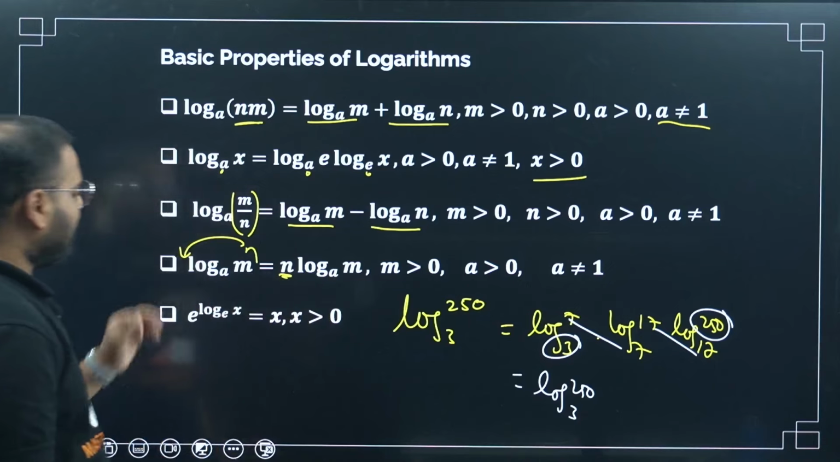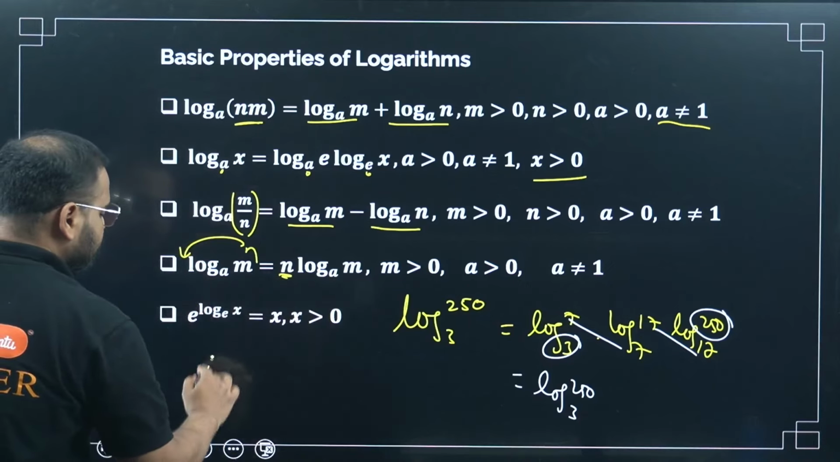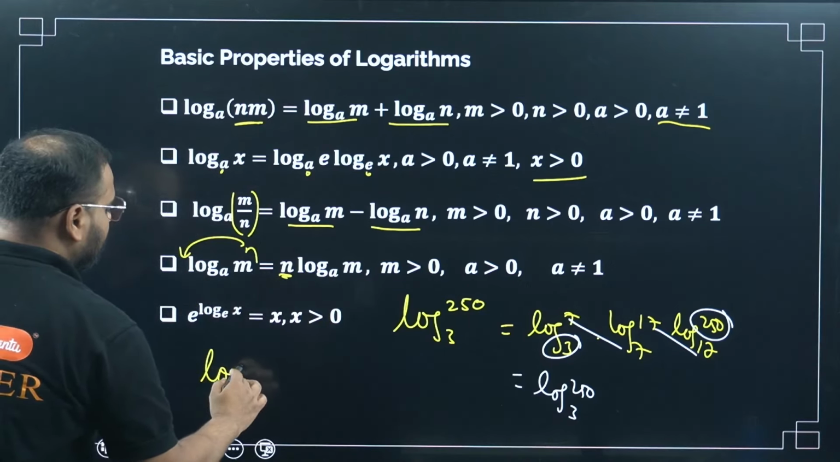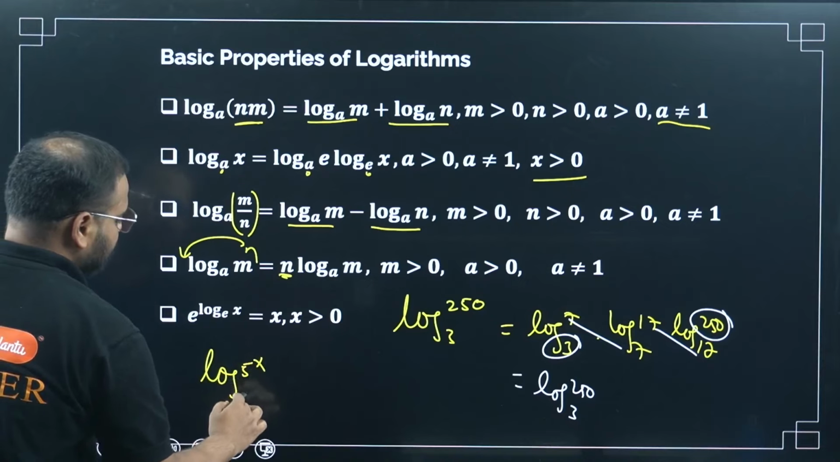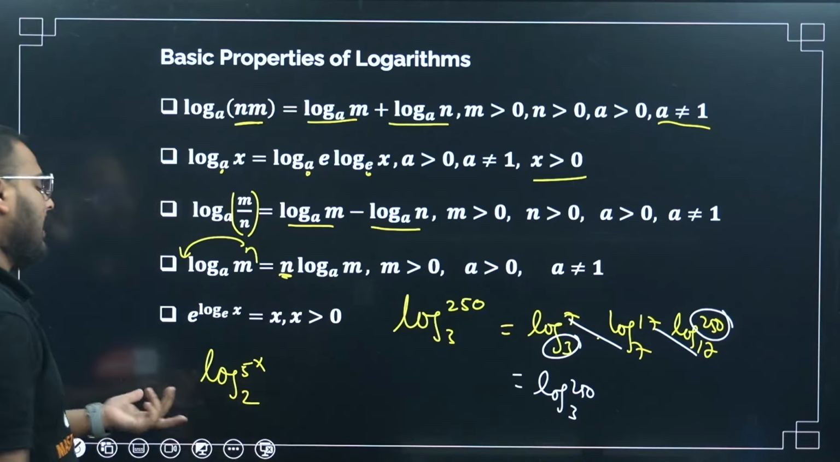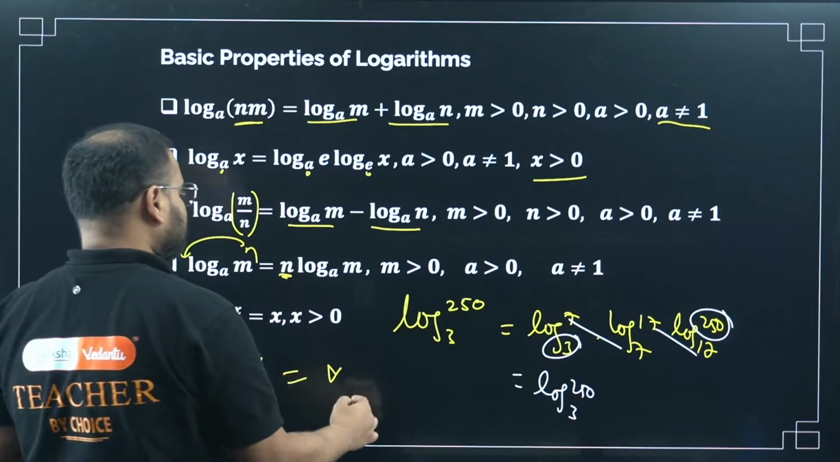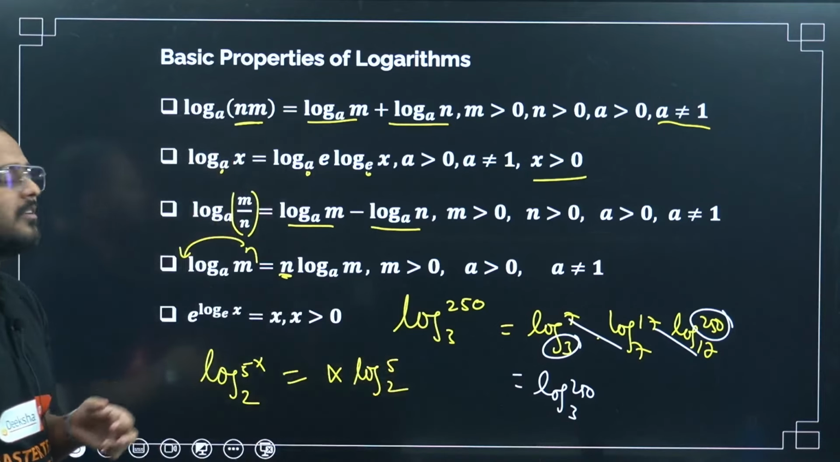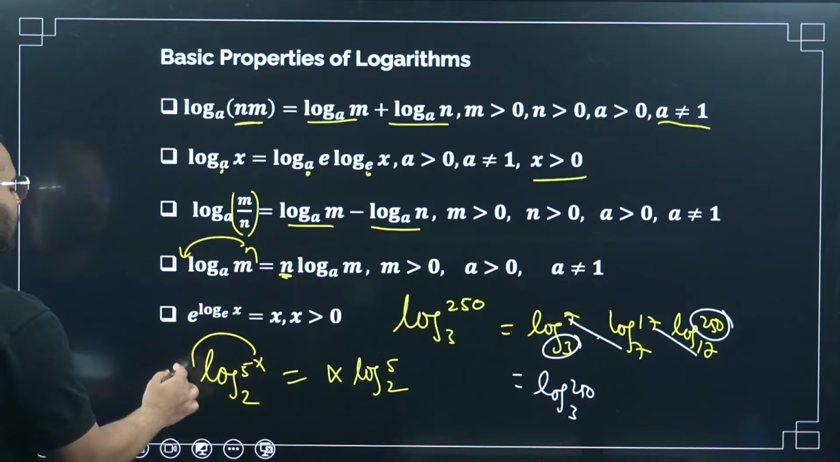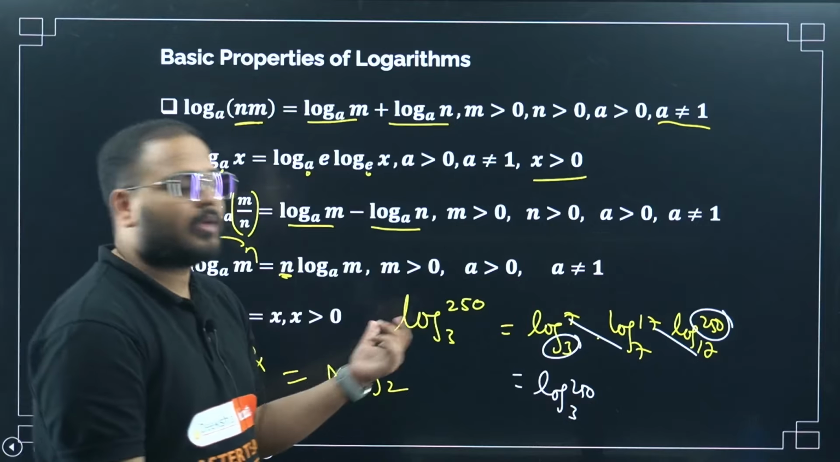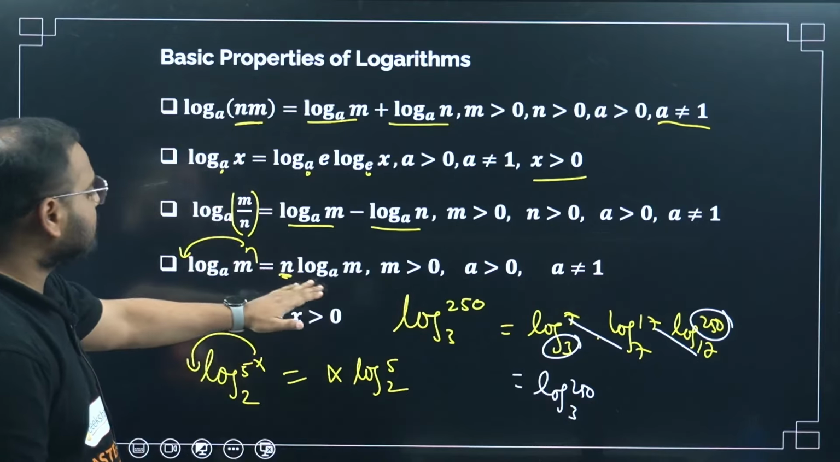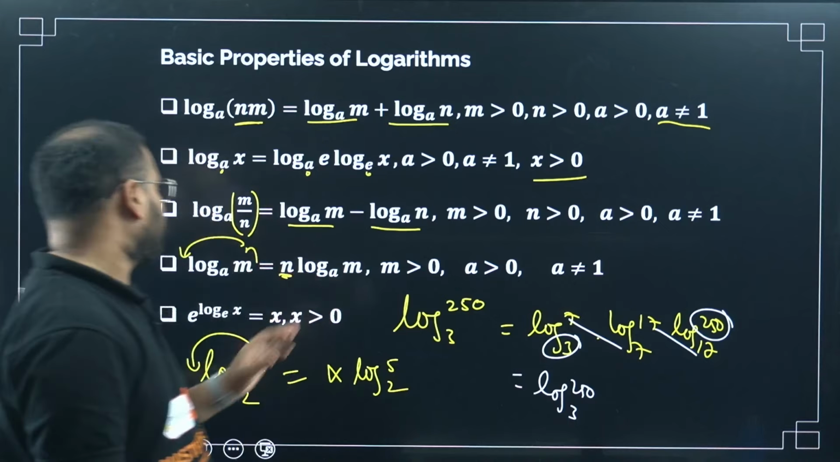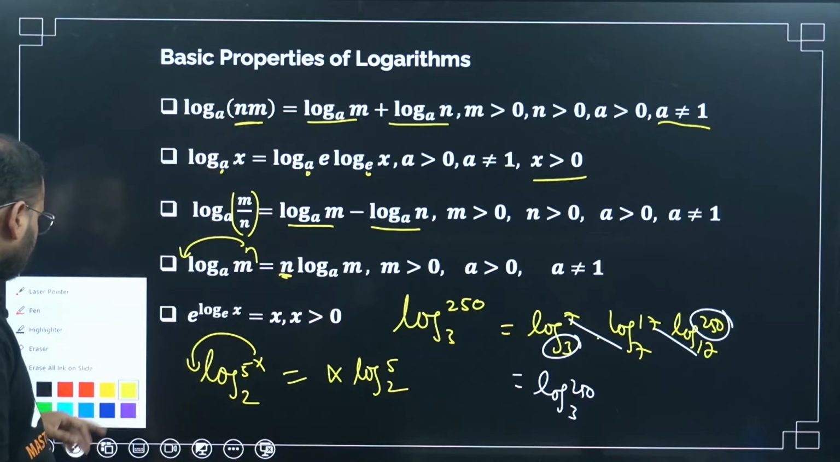If I want to write an example, if I have 5 to the power x with the base, let's say, 2, I can simply rewrite this as x log 5 to the base 2. X log 5 to the base 2 means this x will come out and become a multiplier with the logarithmic expression. All right, so this is clear.